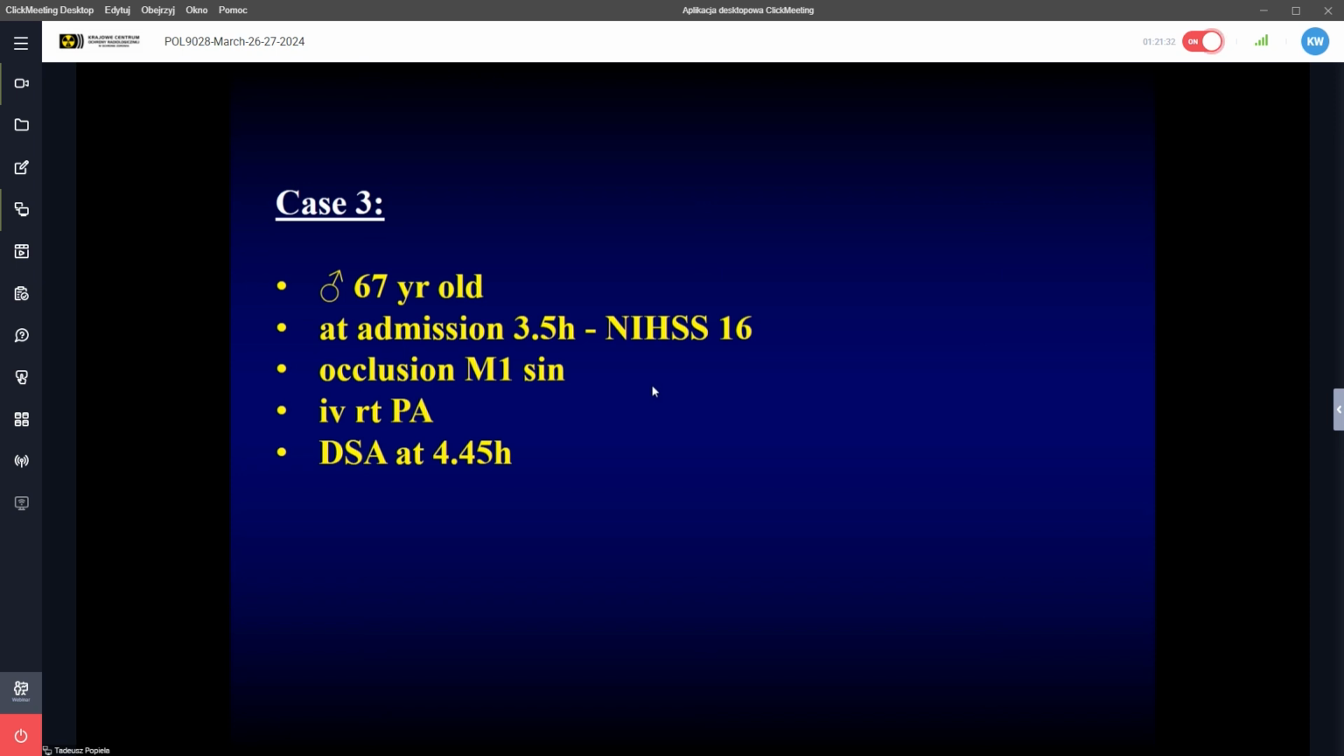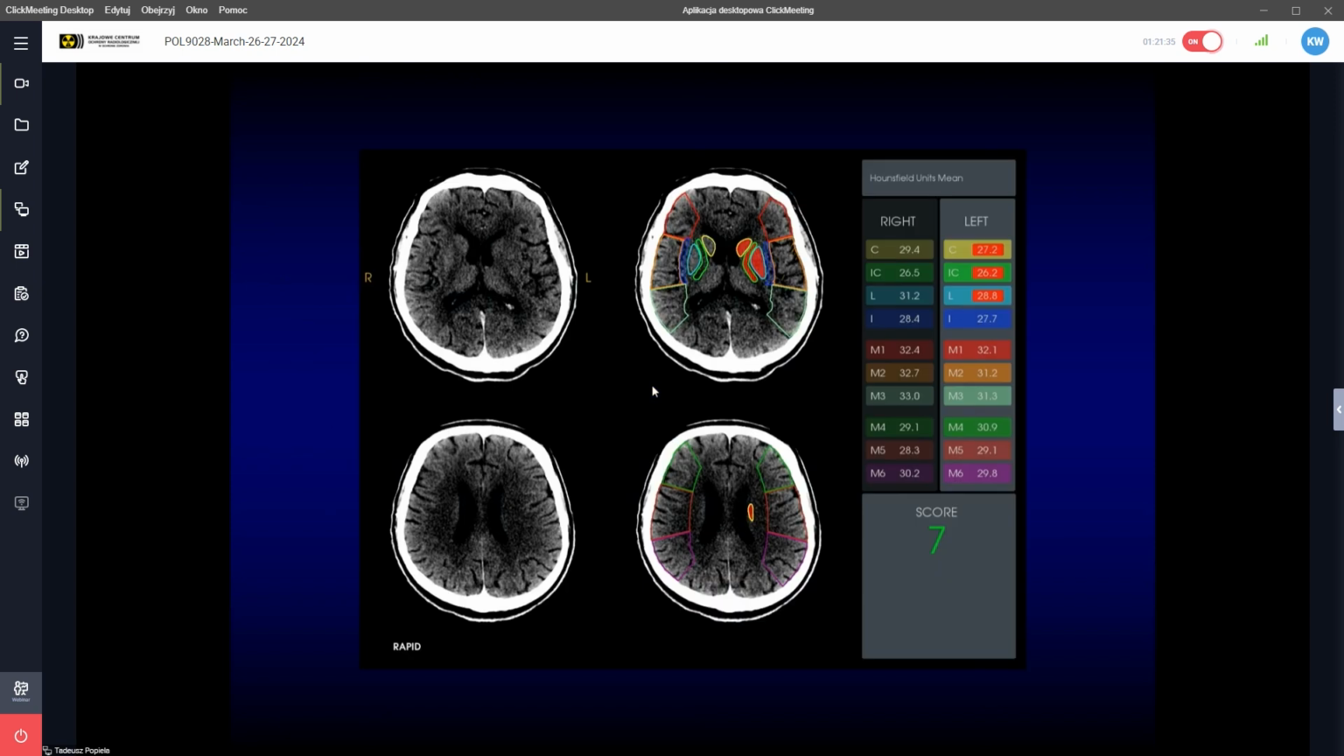We started DSA at 4:45 after stroke onset, starting with the planar CT. We have special dedicated software which helps us to qualify patients for mechanical thrombectomy. First of all, we must assess how large the ischemic territory is, and we use the so-called ASPECTS scale. There are 10 points. 10 means there are no symptoms of ischemia. 0 means that the whole territory of the middle cerebral artery is already ischemic. So 7, and the border is 6.